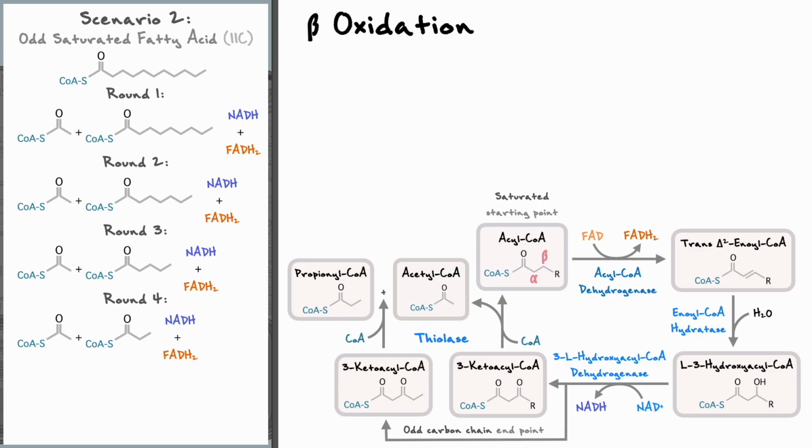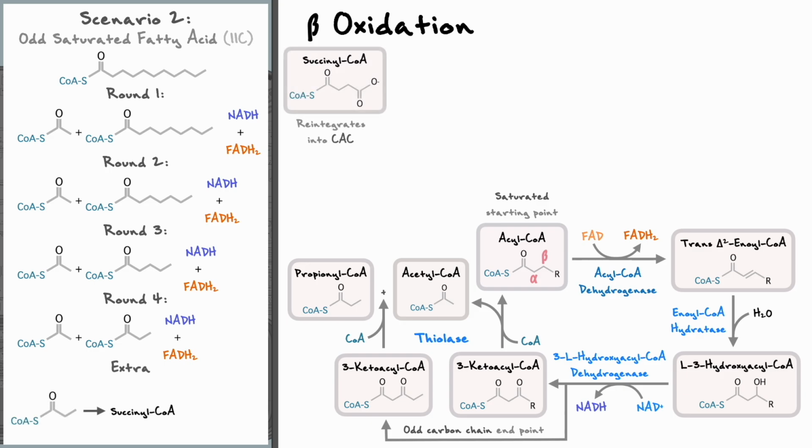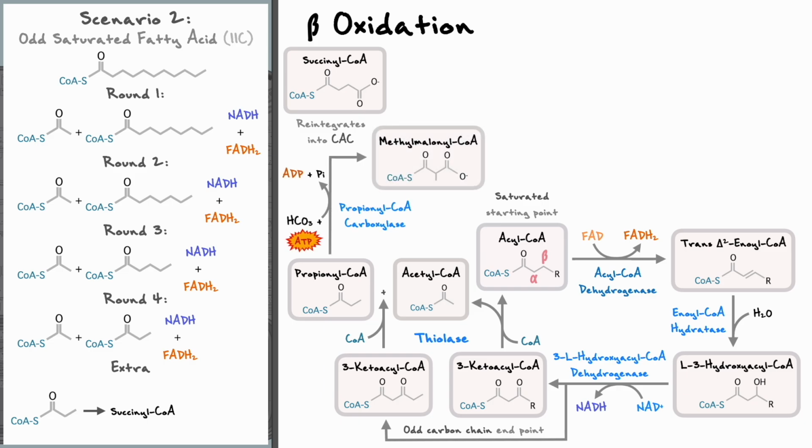Fortunately, this propionyl-CoA is still useful as the cell can convert it to succinyl-CoA, which is a substrate of the citric acid cycle. To do so, propionyl-CoA gets a CO2 group added onto it by the enzyme propionyl-CoA carboxylase, and this produces methylmalonyl-CoA. As you can see, this reaction requires an input of ATP to happen. Then, the enzymes methylmalonyl-CoA mutase and epimerase convert the skeleton of methylmalonyl-CoA to make succinyl-CoA. In all, our 11-carbon saturated fatty acid generates 4 acetyl-CoAs, 1 succinyl-CoA, 4 NADH, and 4 FADH2.